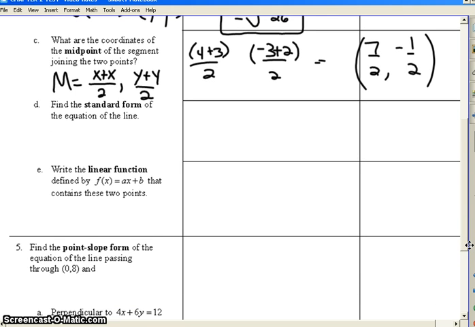Okay, standard form of an equation is ax plus by equals c. No decimals or fractions. What that means is integers only.